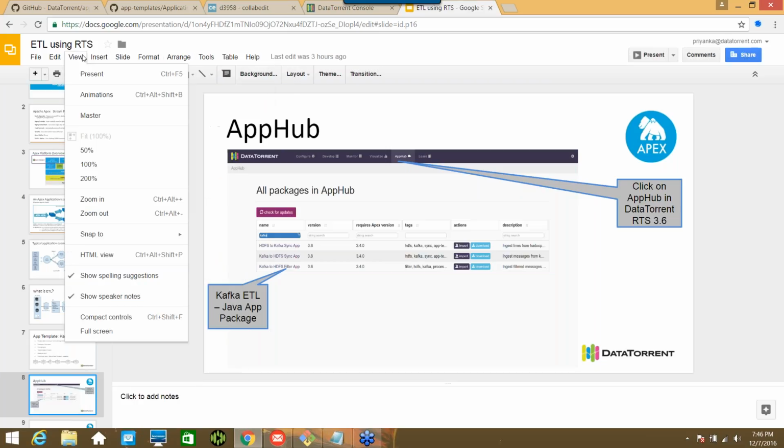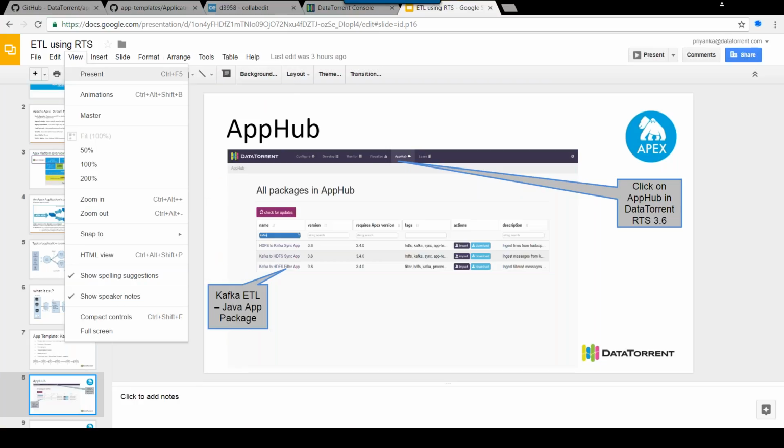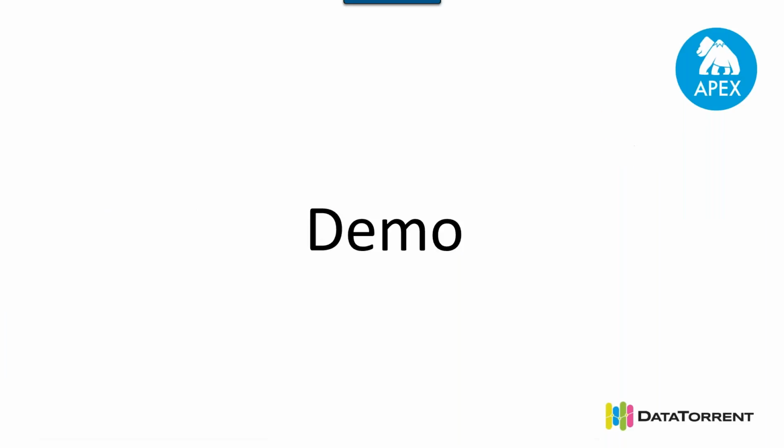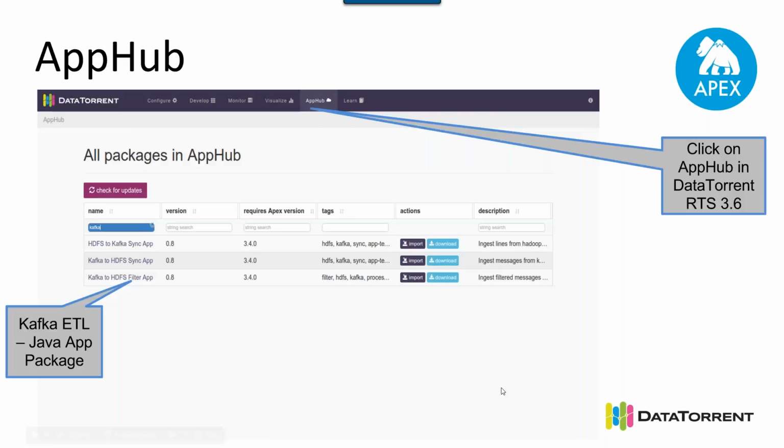Okay, let's go back to the presentation. So this is how App Hub looks. Once you have RTS installed, you will see this link there. And for today's use case, we are going to select this filter app, Kafka to HDFS filter app.